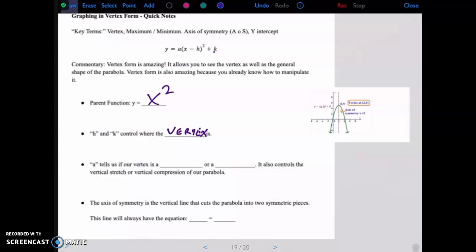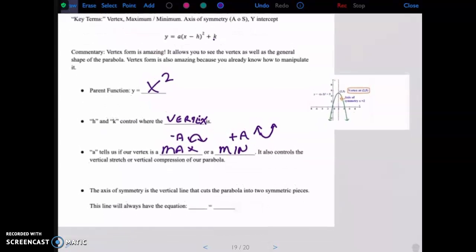A tells you if the vertex is a maximum or a minimum. If you have a positive a value, you will have a minimum, because remember, a positive a value means the graph is opening up, and a negative a value means the graph is opening down.